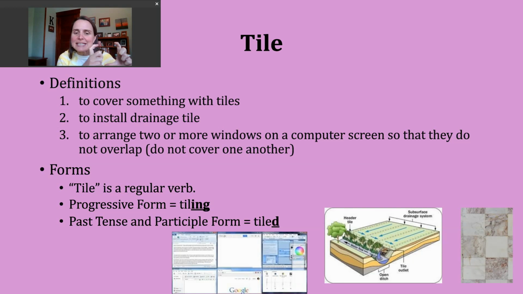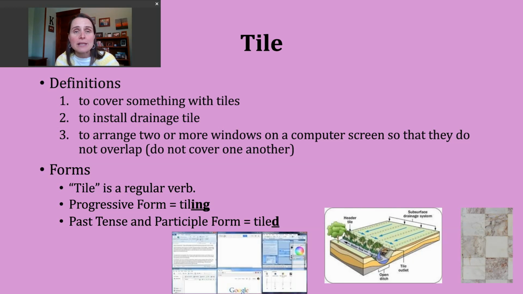So you can see different things are open. It looks like a Google search engine is one, maybe a Word document, or some other type of writing in another, and it's going to allow you to look at or copy information from one place to the other. For now, you should know that tile is a regular verb.